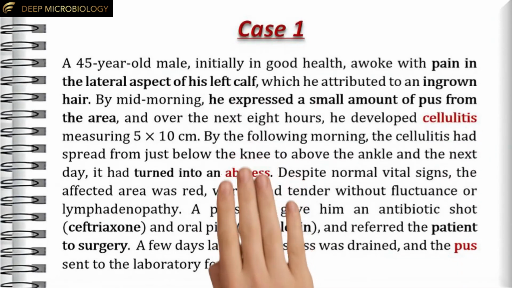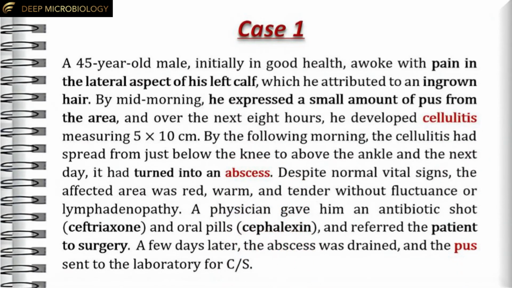Case 1. A 45-year-old male, initially in good health, awoke with pain in the lateral aspect of his left calf, which he attributed to an ingrown hair. By mid-morning, he expressed a small amount of pus from the area, and over the next 8 hours, he developed cellulitis measuring 5 by 10 centimeters.